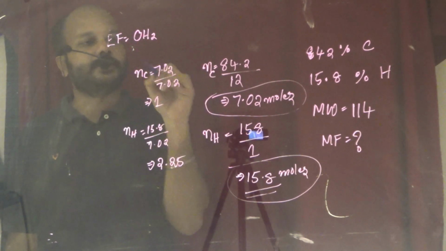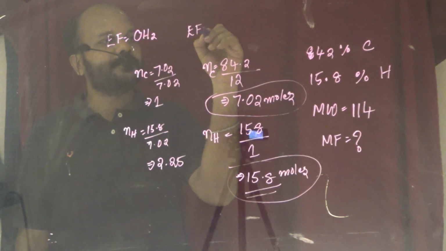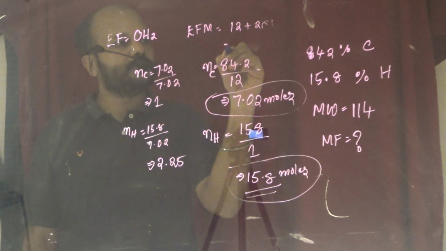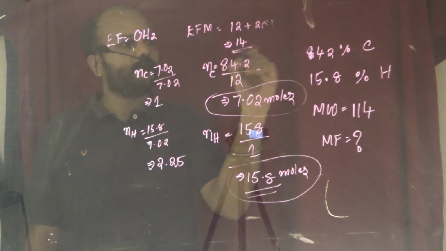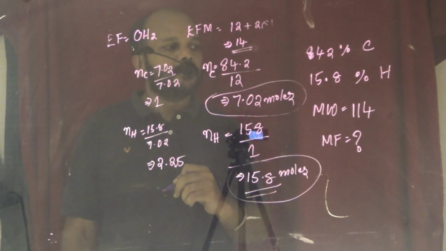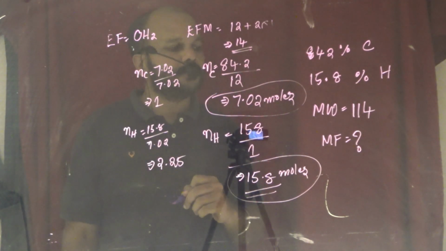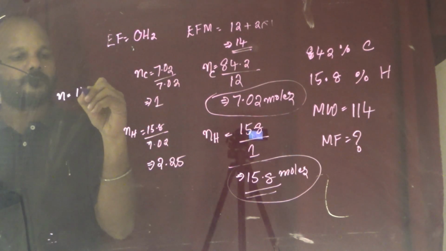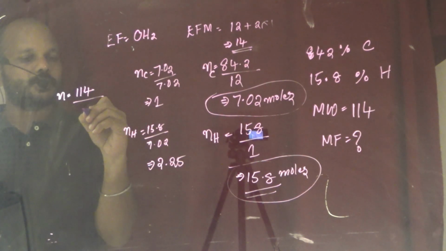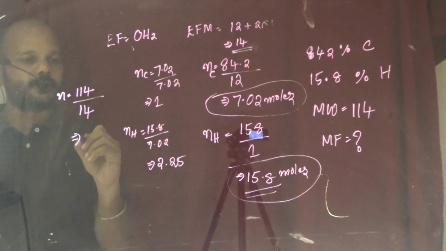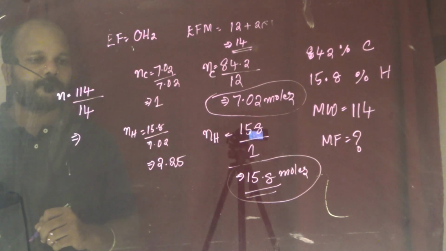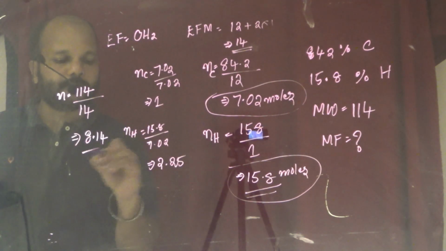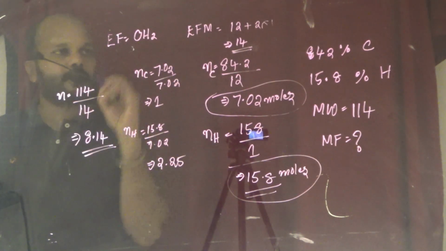What I got is CH2. So the empirical formula mass is 12 plus 2 into 1, so you will be getting 14. Now we will see the number of n. The molecular mass is 114, so 114 divided by 14 gives around 8.14. Okay, so the empirical formula is CH2.